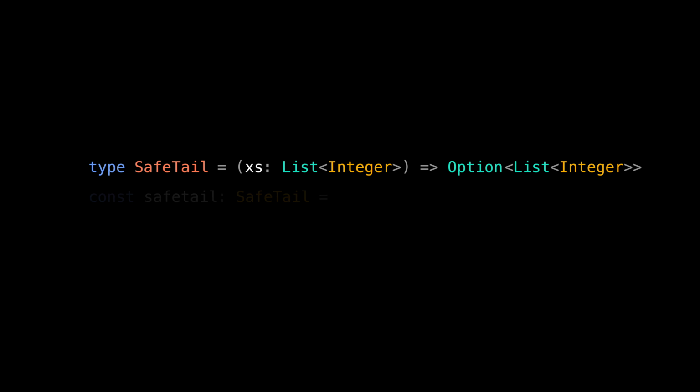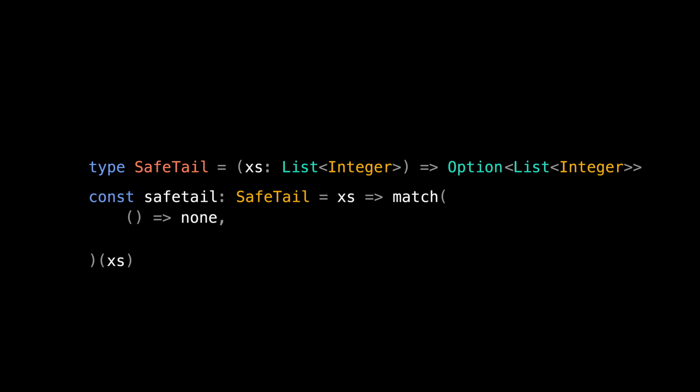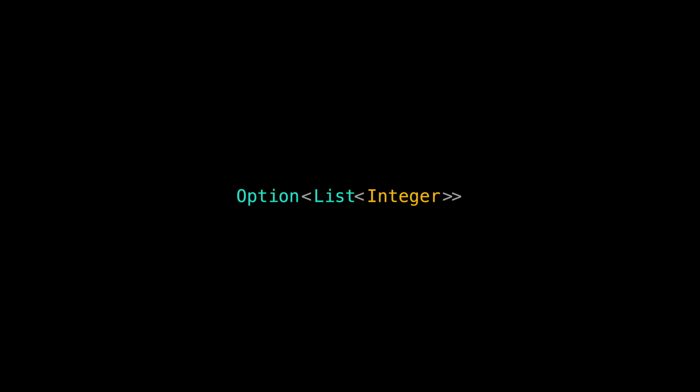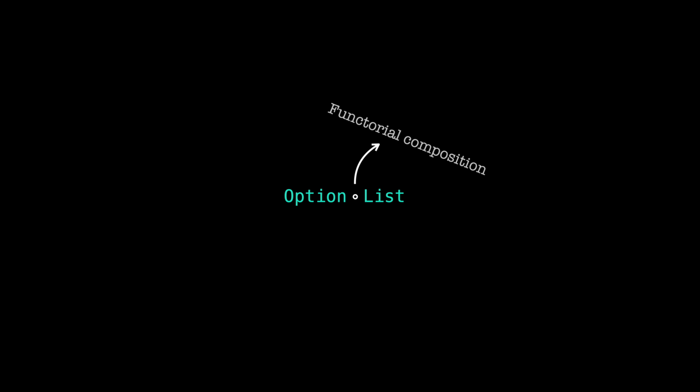Now we can implement our new function. First, we pattern match on the inputs. In case of nil, we return none. Otherwise, we return some of the tail of the list. And optionally, we can cancel xs from both sides, representing it in point-free style. What we're returning is the nesting of Option and List. And this way of nesting always leads to a new mappable structure.